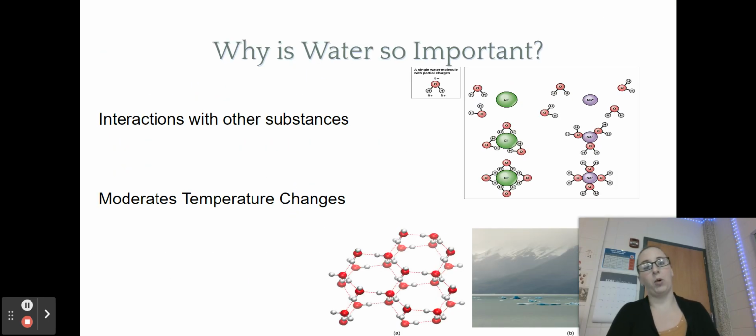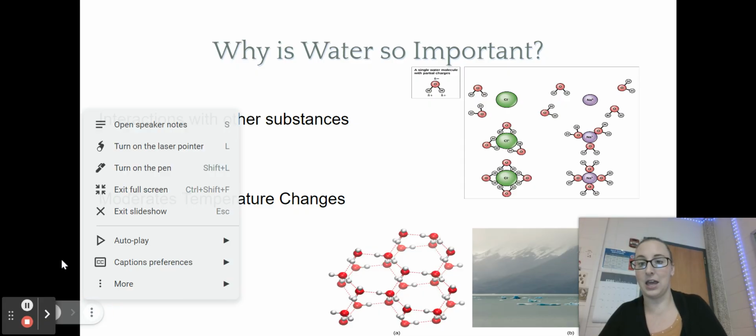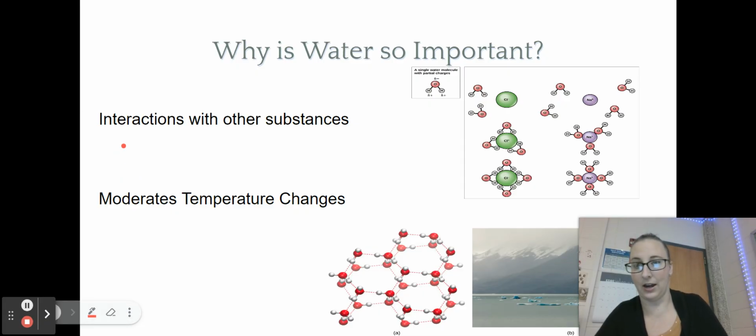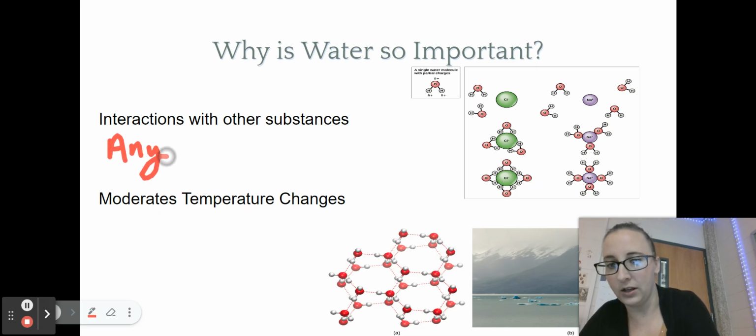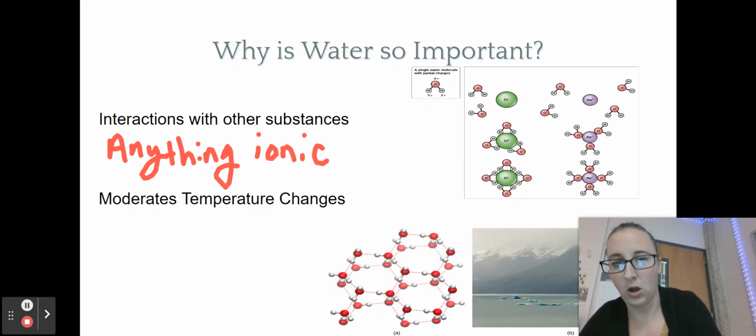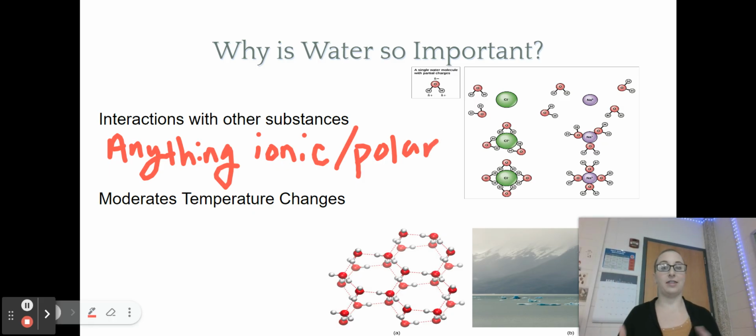So why is water so important? We just mentioned on the last slide, it's the universal solvent. It interacts with anything that is ionic and anything that is polar. So you can add that as well. So anything ionic or polar, water will dissolve that. Anything that is covalent or nonpolar, the water cannot touch. But most of the substances that we ever try to put into contact with water, with the exception of fats, are going to be ionic or polar. So that's why we call it the universal solvent.